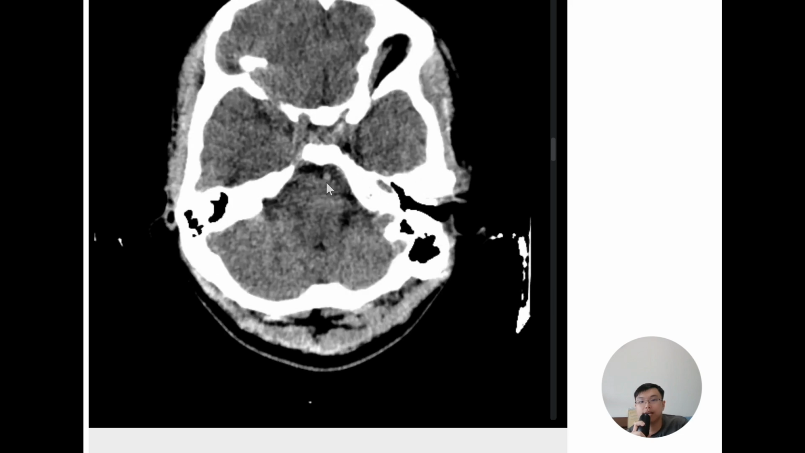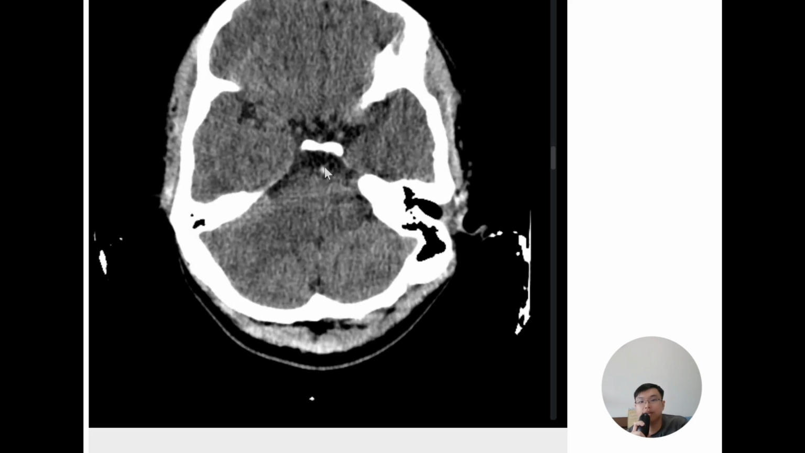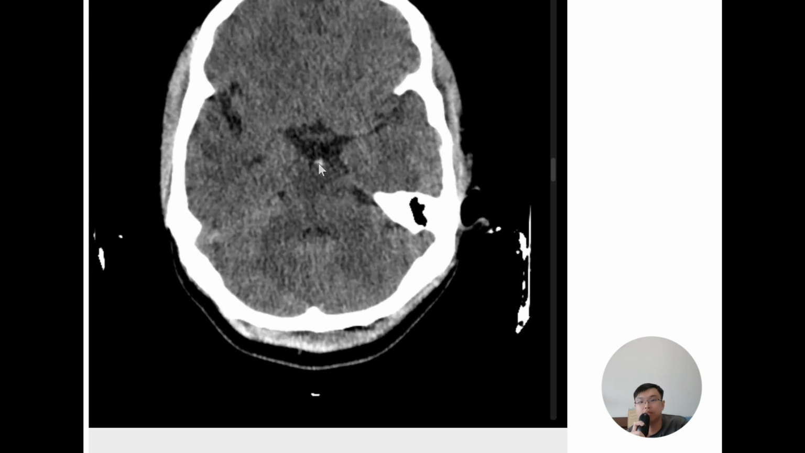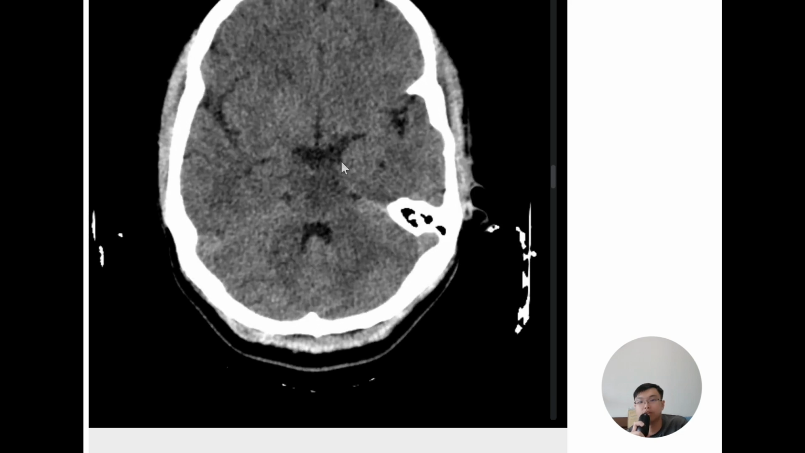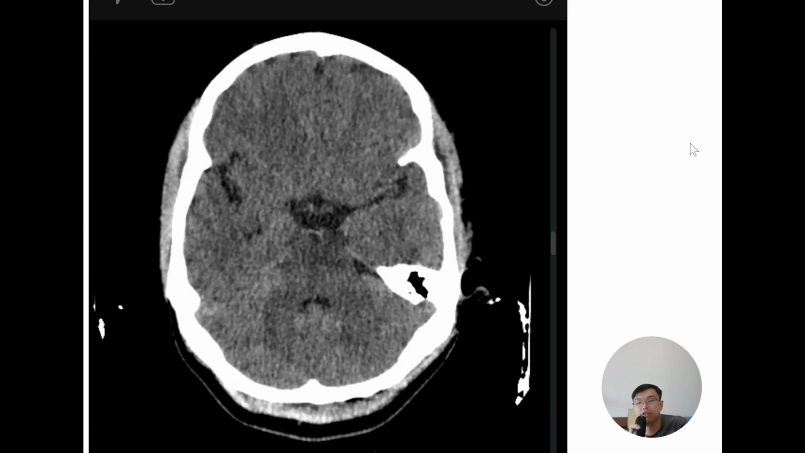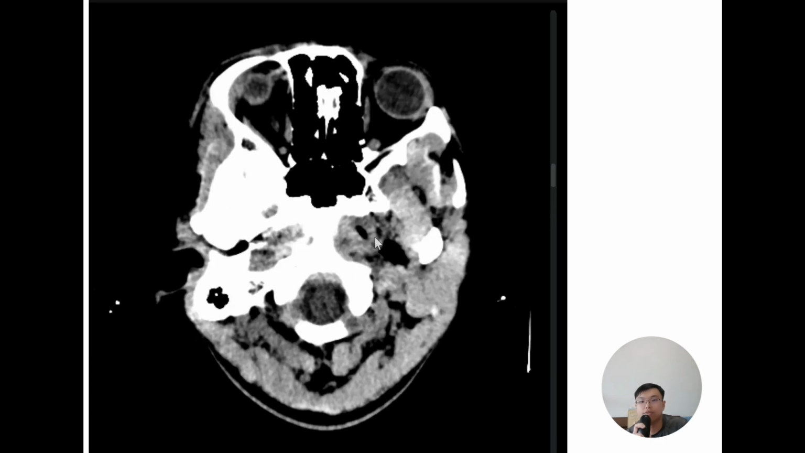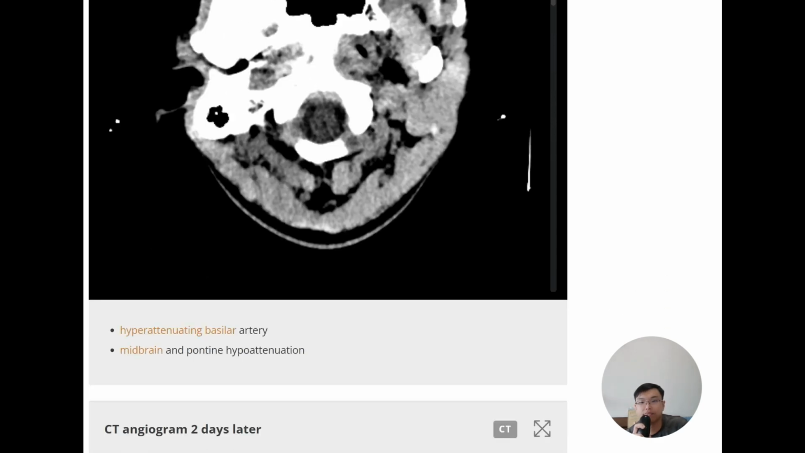And you can trace that there is an acute thrombus within the basilar artery till the tip, before it bifurcates into the terminal branches. If you are not very familiar with the posterior circulation anatomy, you can take a look at my other tutorial on that, and then you will know where you can look for this review area later.